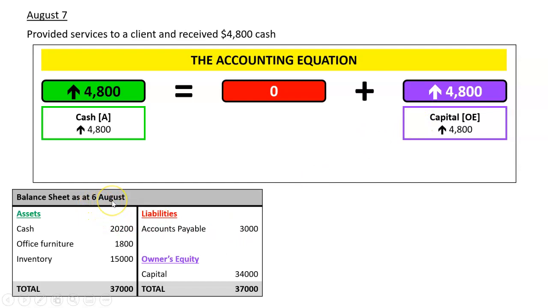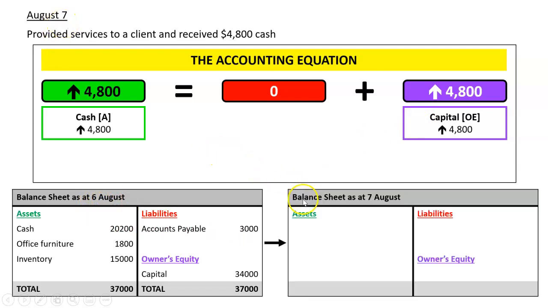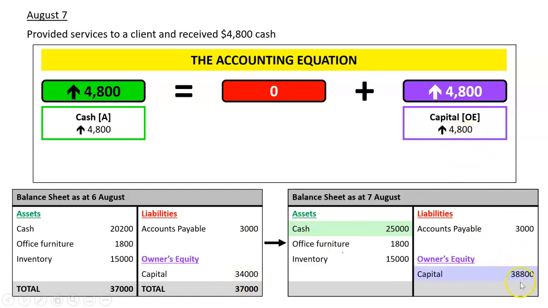That's what it was on August the 6th. Here's what happened on the 7th. Let's update it. So cash was 20,200. That should go up 4,800. And now that equals 25,000. Nothing happened to furniture. Nothing happened to inventory. Nothing happened to accounts payable. Stayed the same. It's this figure here. It was for capital 34,000. Let's increase it 4,800. So now it's 38,800. Okay, total it up. The assets come to 41,800. And if we total the equity side of the balance sheet, we get the same.